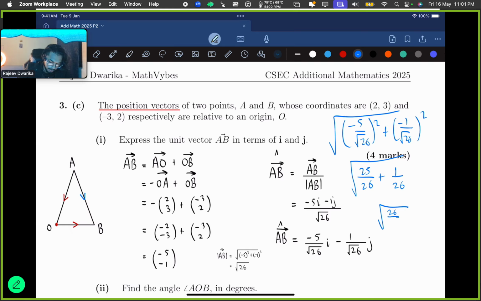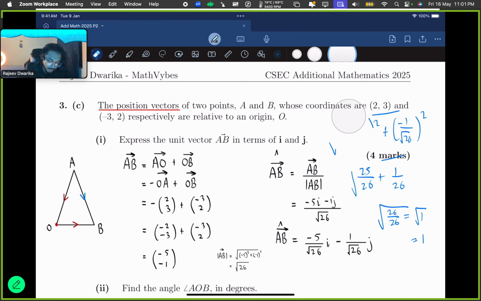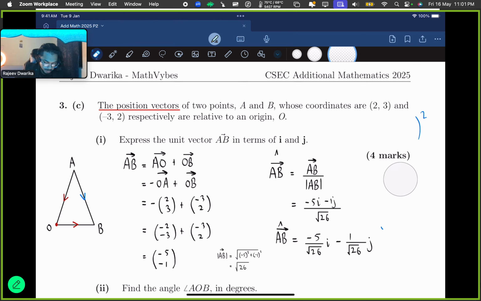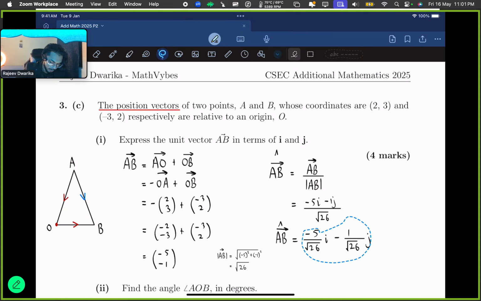Oh, wow. Square root of 1. Bam. And that's how you check if your unit vector is correct. Anytime you want to check, the magnitude of it is supposed to be equal to 1, right?